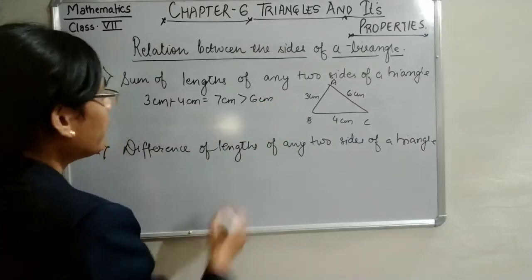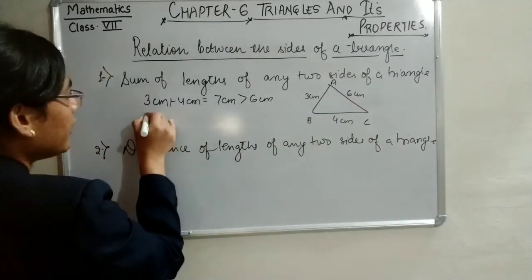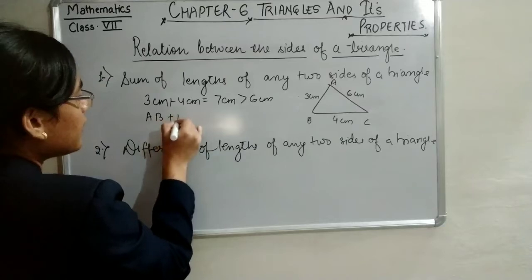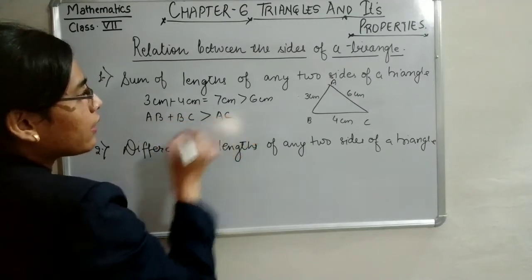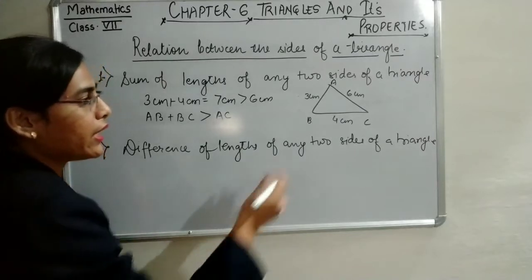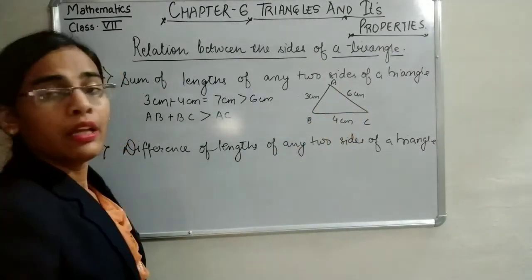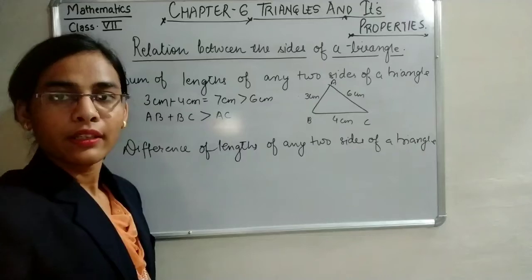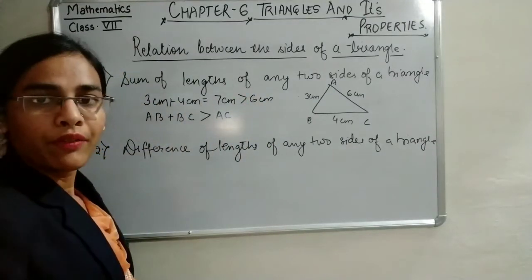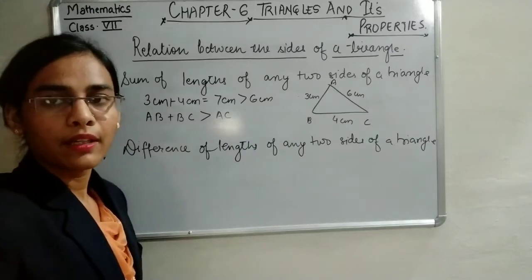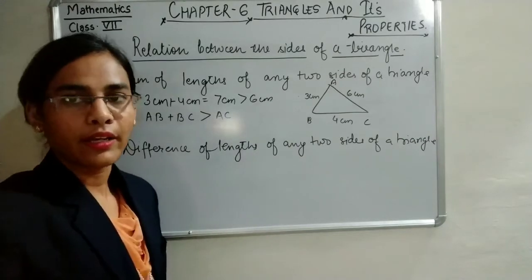So what we have done, we have added two sides of the triangle here, AB plus BC, which is coming to be greater than AC. In a similar way, we can add up any two sides of the triangle and the sum should always be greater than the third side. So this is the relation of any two sides of a triangle. When we add any two sides of a triangle, their sum will always be greater than the third side.